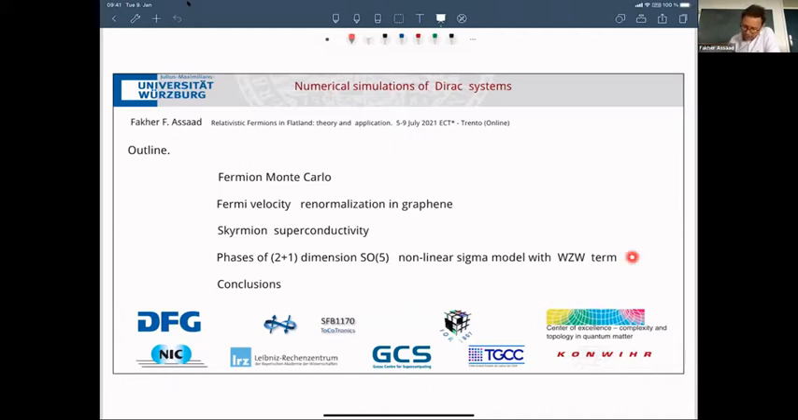And in the last part, if I have time, I will show you some calculations where we were able to really simulate a Landau level type regularization of this continuum model. And so you can really simulate the model at the SO(5) symmetric point and ask yourself the question if this model sustains a CFT. So I hope I'll have time to get there, and then I'll conclude.